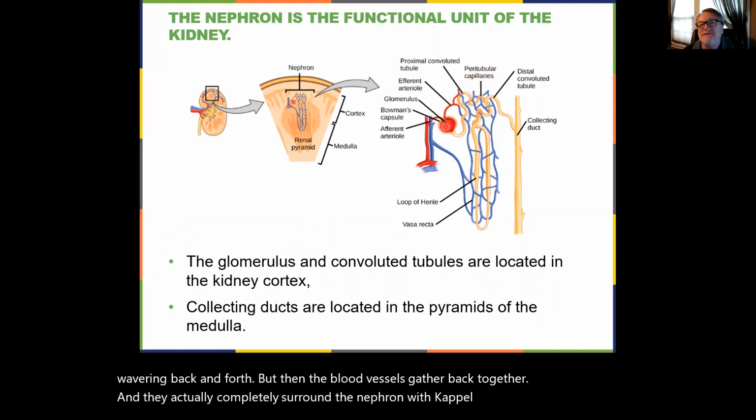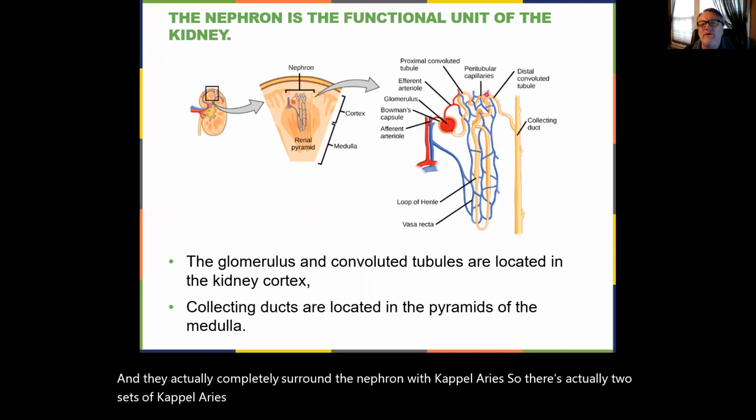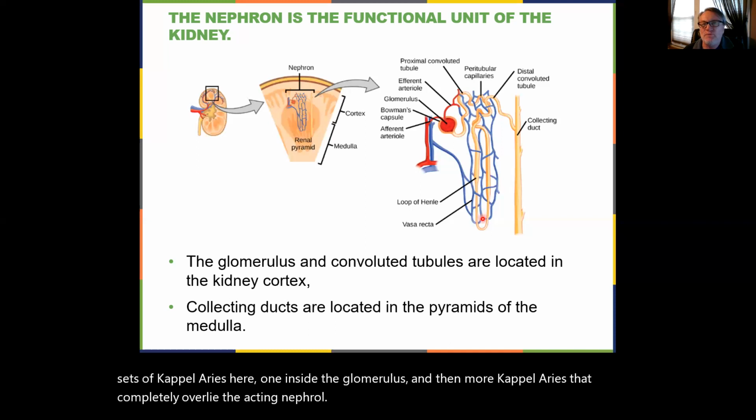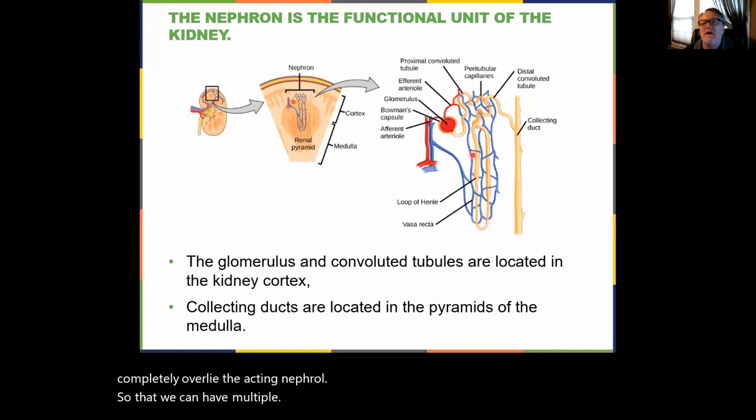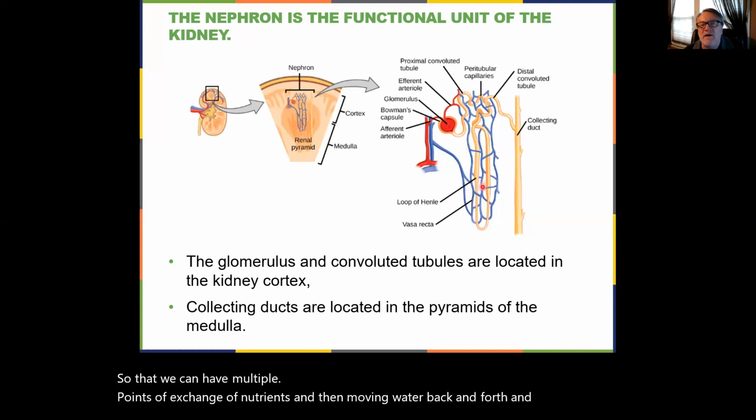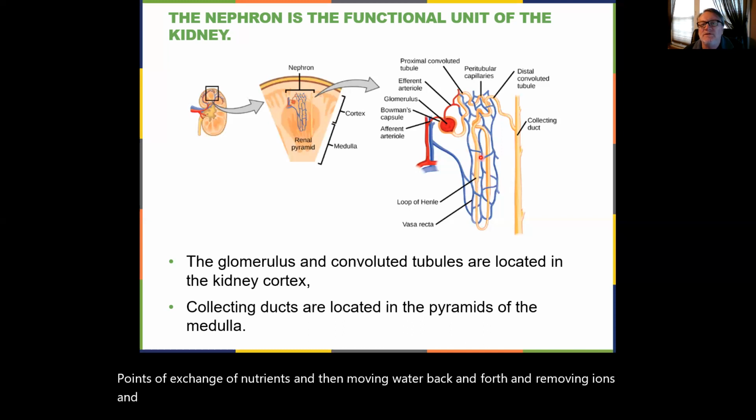So there's actually two sets of capillaries here, one inside the glomerulus, and then more capillaries that completely overlie the nephron, so that we can have multiple points of exchange of nutrients and moving water back and forth and removing ions and other substances. So there's different functions along the track of the nephron depending on where you're at.